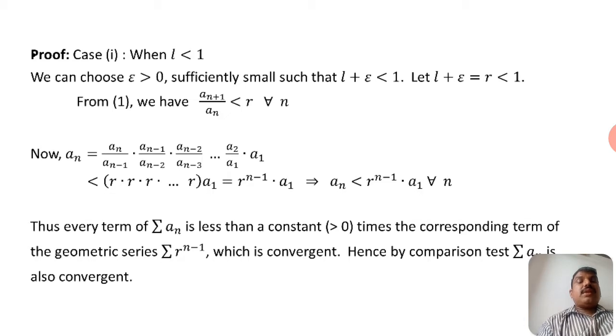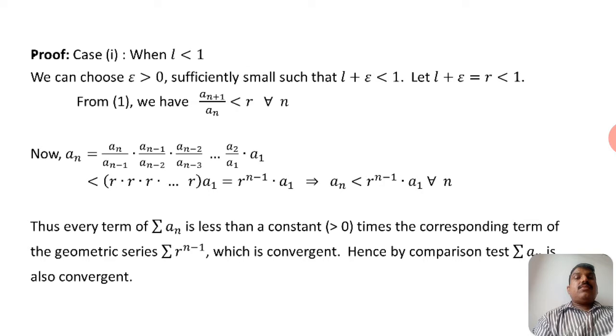Now a_n can be written as a_n divided by a_(n-1) into a_(n-1) divided by a_(n-2) into a_(n-2) divided by a_(n-3), etc., a_2 by a_1 into a_1. This is less than R into R into and so on, into a_1, which equals R to the power n minus 1 into a_1. This implies a_n is less than R to the power n minus 1 into a_1 for all n.